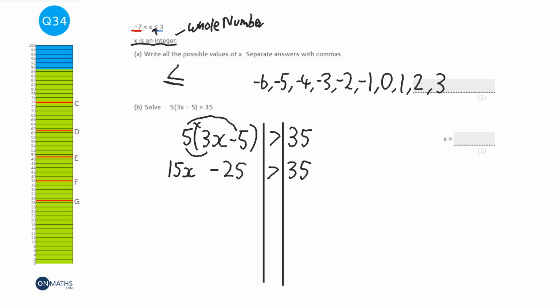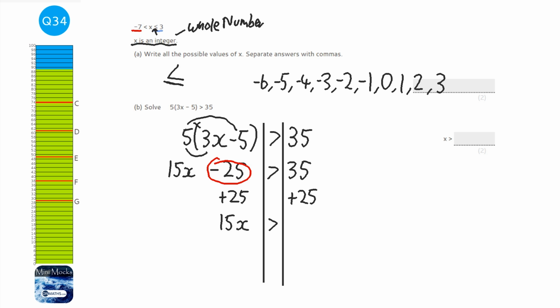Next step is to get rid of this -25. And you must start with that. You can't get rid of the 15 first. So we're going to add 25 to both sides to get rid of that -25. So we're left with 15x on this side. And 35 plus 25 will be, well, 5 plus 35 is 40, 40 plus 20 is 60.